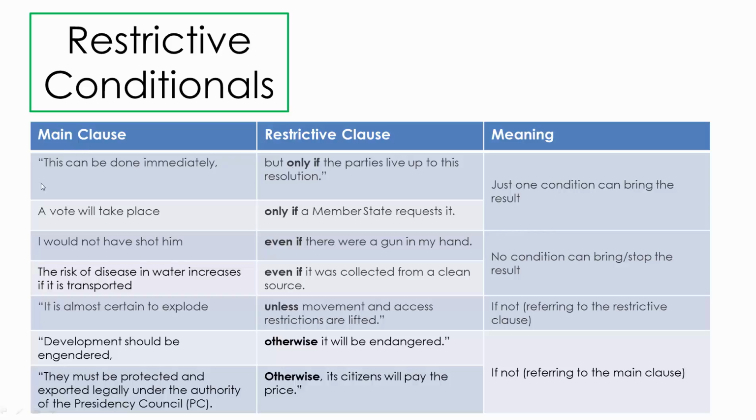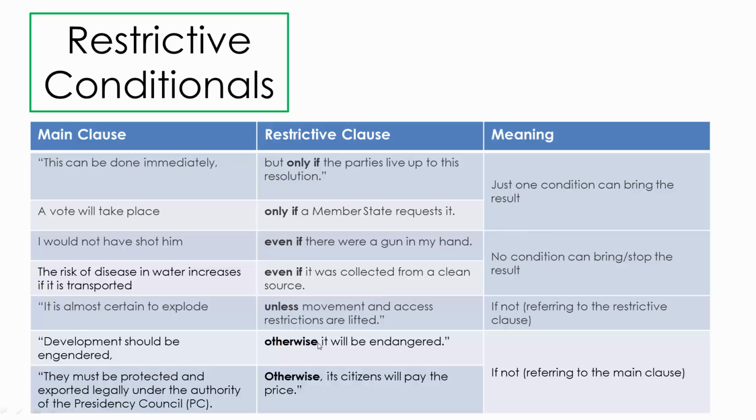So in the example here, it is almost certain to explode unless movement and access restrictions are lifted. So in other words, if movement and restrictions are not lifted, it is almost certain to explode. So again, I take the unless, I put if, and then I make it negative. So if movement and access restrictions are not lifted, it's saying the exact same thing.